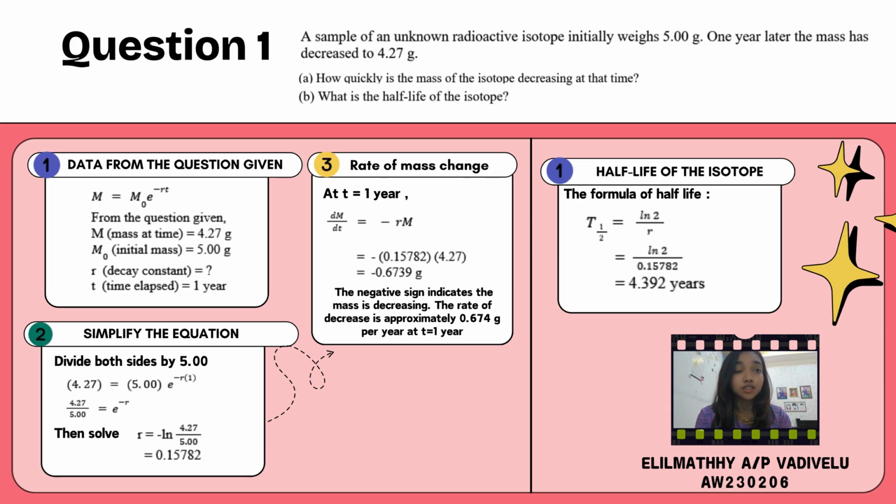And then for the second question, part B, we calculate the half-life using the formula, and after substituting the values, we'll get the answer 4.392 years. So the half-life of the isotope is approximately 4.39 years.